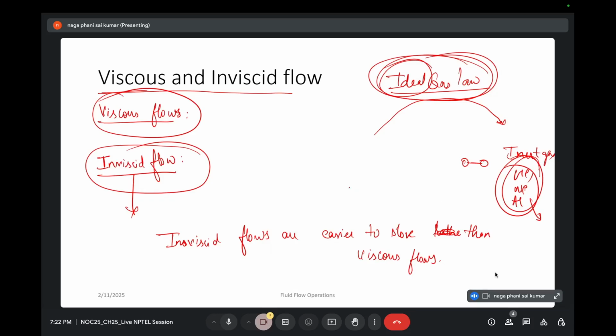Similarly, here in inviscid flow as well, there will be viscous effects, but there are other forces which are more dominant than viscous forces. So that is why we'll be neglecting them. It's not that viscosity is completely zero, but there are other forces which have more effect than viscosity. So in that case, we can neglect the viscous effects.